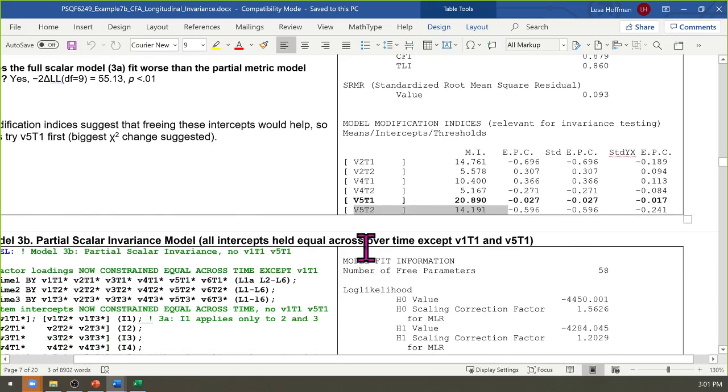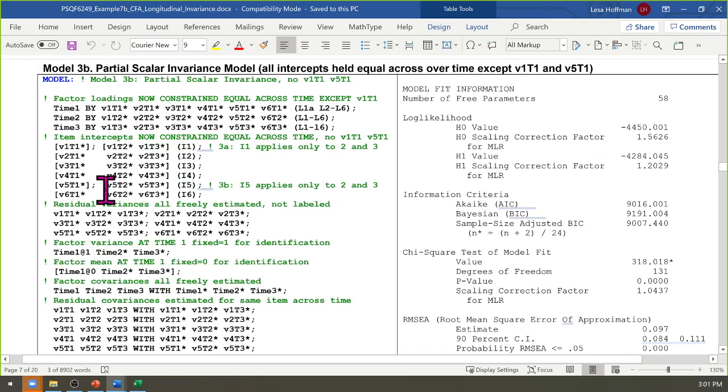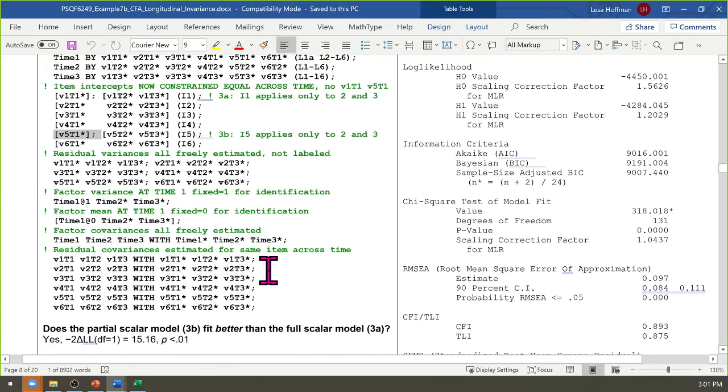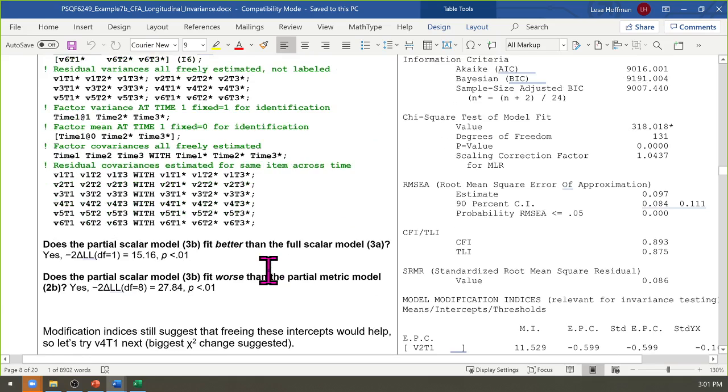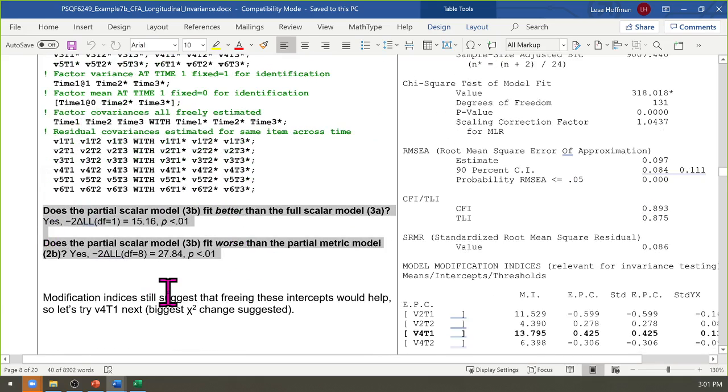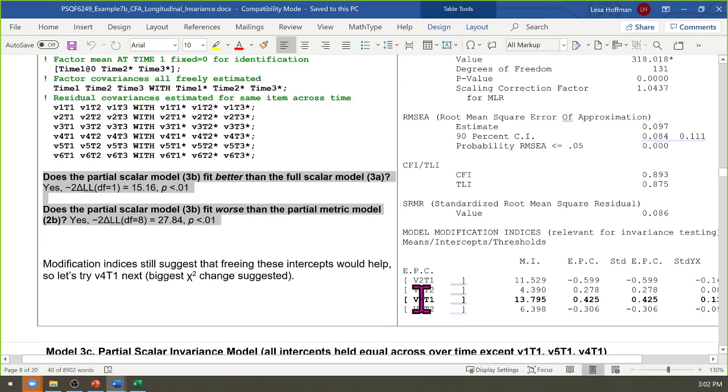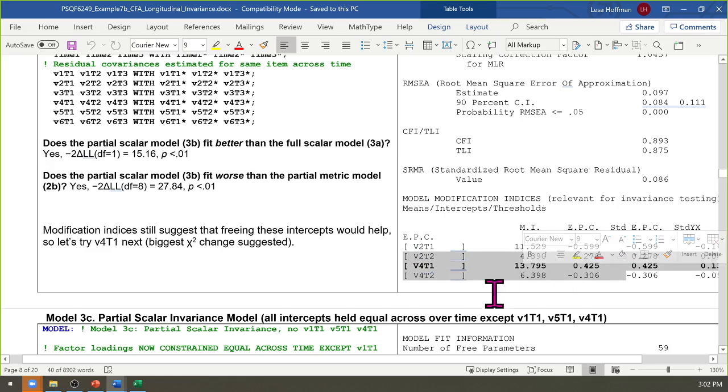Say, okay. And the way that I do that is to break off item 5 at time 1, put a semicolon so that it's its own thing. Everything else is still the same. Here's a summary of the fit statistics because I knew I'd get tired of flipping back and forth, so I just put them in the handout. Is it still worse? Yes. Okay. Let's go over to the voodoo. Who wants to be next?